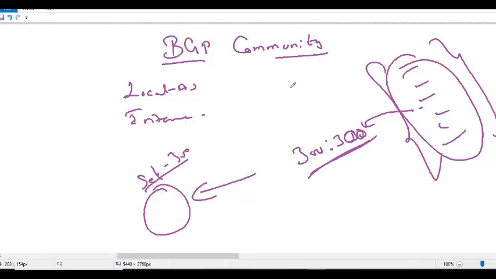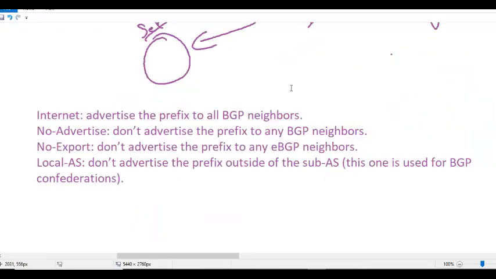Earlier, what I was saying is, we group some networks, we provide them an ID, and to that ID we set some attribute. That is a custom community. This is a well-known community. What is that? Internet. If you say internet as a community value, it means it advertises the prefixes to all BGP neighbors, both eBGP and iBGP.